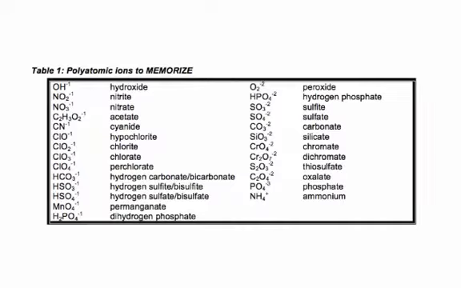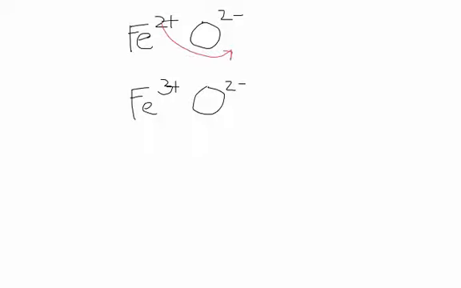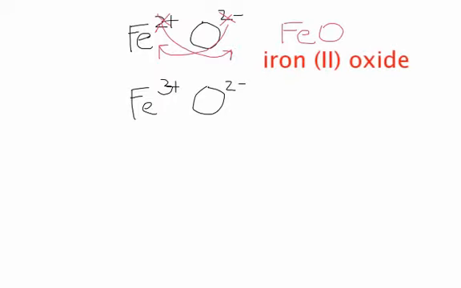Let's take iron, for example. Iron has 2 charges. Let's just take a nonmetal to make it a metal plus a nonmetal, and oxide. Oxide is a 2-. So if an iron 2 comes together with an oxide, then this charge goes down there and this charge goes down there, and since they're both 2s, they could cancel out. So an iron 2 would be FeO, and you would name it as iron Roman numeral 2 oxide.